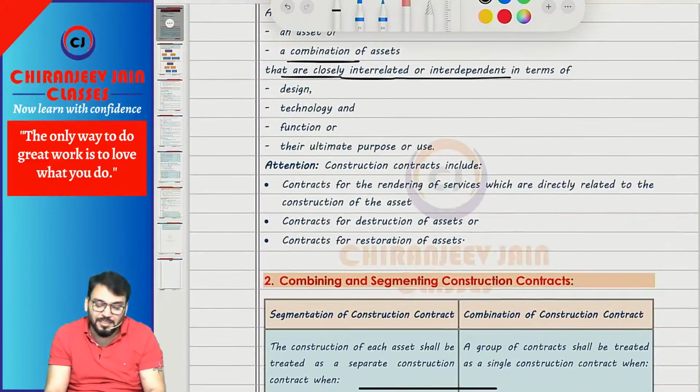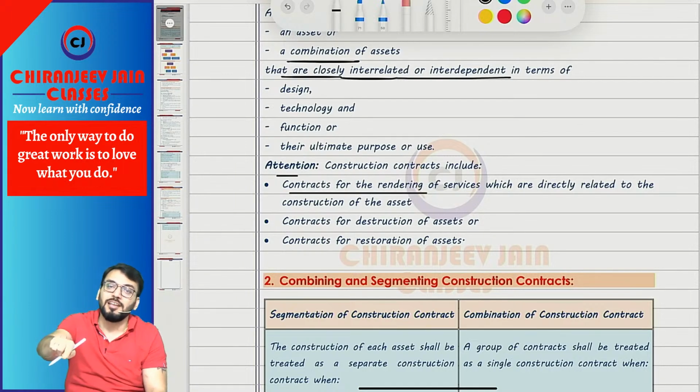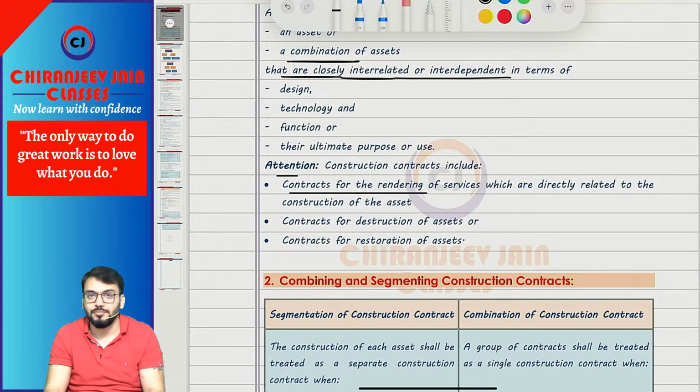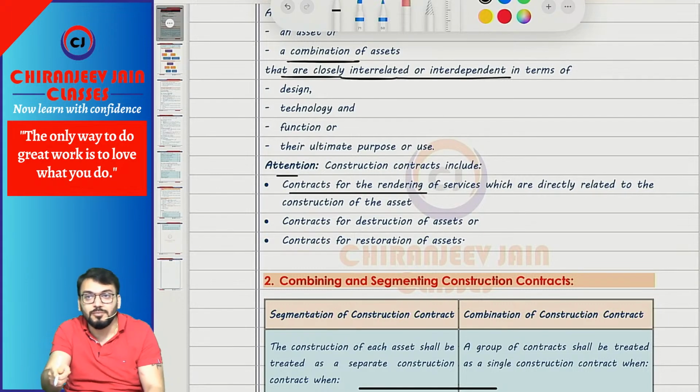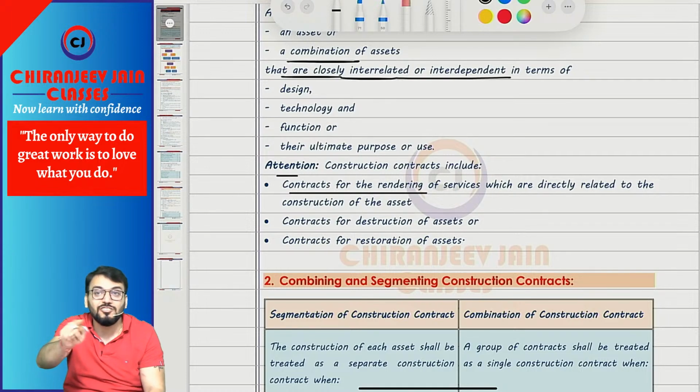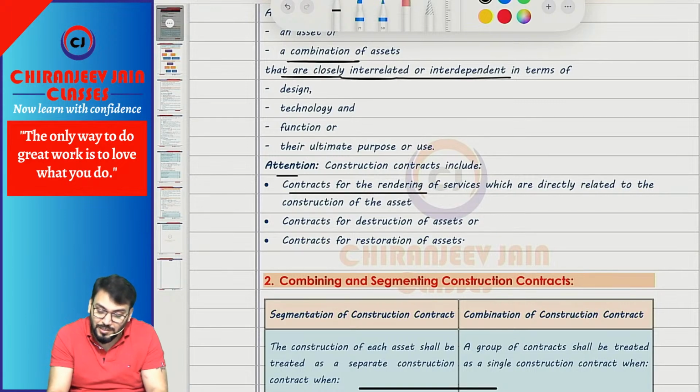However, they have given some clarification that a contract for rendering of services which are directly related to the construction of an asset will also be covered in AS7. But any contract of services which are not directly related to the construction contract is not covered in AS7, that is covered in AS9. Correct? Okay. So what is the keyword?